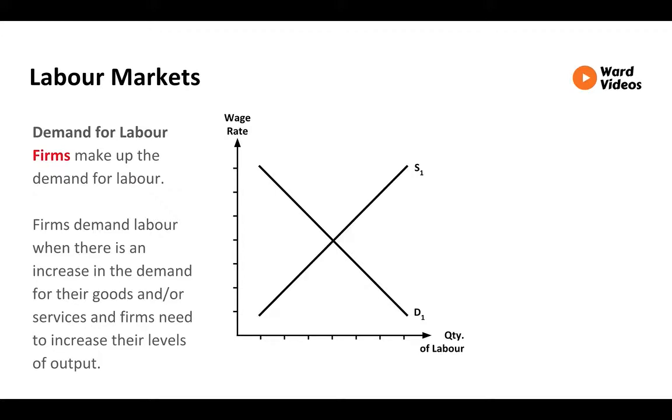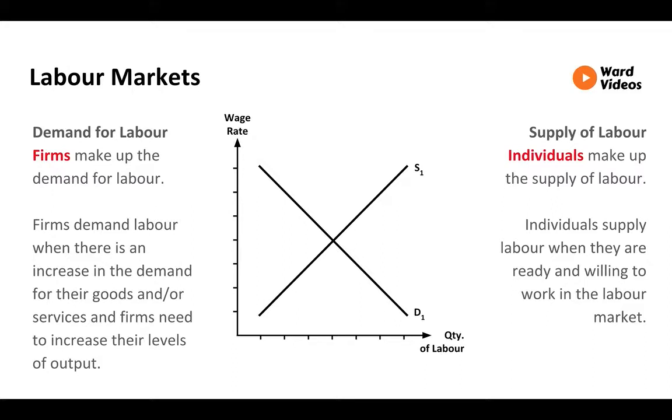Supply of labour. Individuals make up the supply of labour. Individuals supply labour when they are ready and willing to work in the labour market. The supply of labour is an upward sloping curve, since the higher the wage rate, the more individuals will be ready and willing to work, because workers will be paid more.